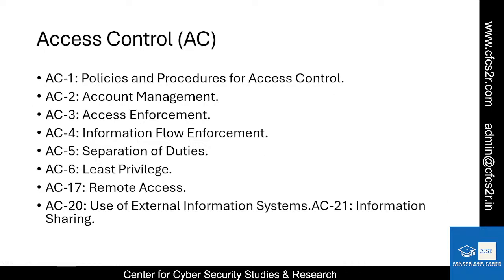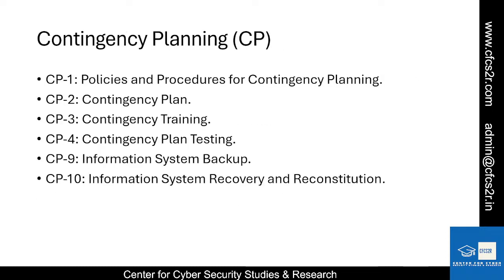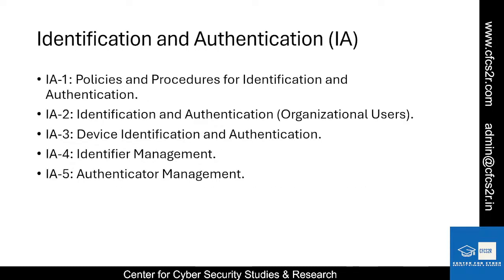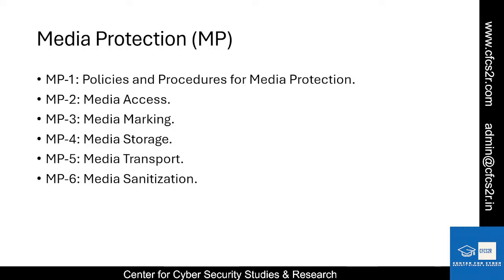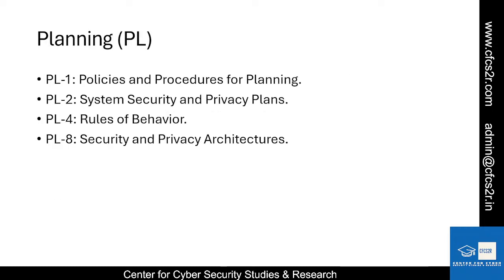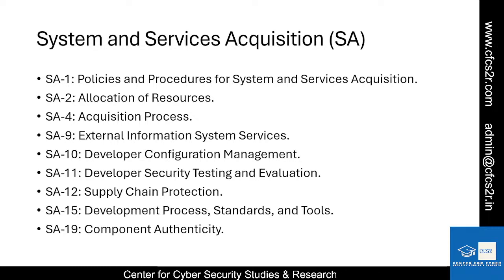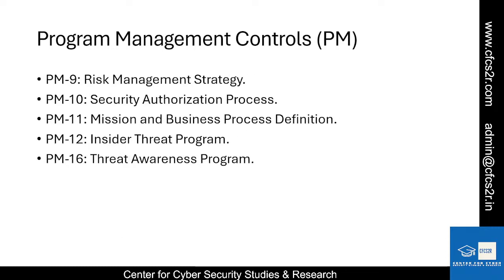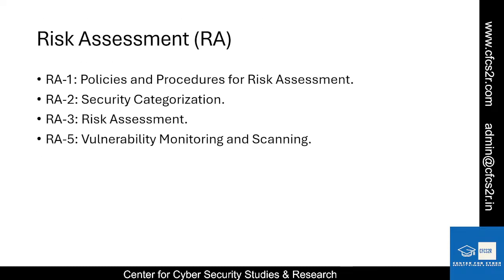So basically, it is a family of controls where we have different controls like access control, awareness and training, audit and accountability, configuration management, contingency plan. We will see one by one: identification, authentication, incident response, maintenance, media protection, physical environmental protection, planning, personnel security, risk assessment, system and service acquisition, system and communication protection, program management control. So all these control families are there.